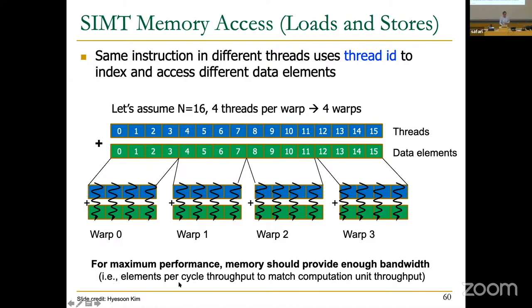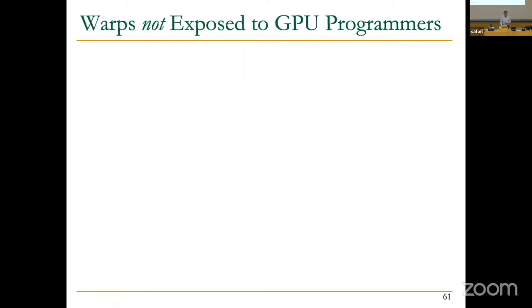In other words, the elements per cycle throughput of your memory should match the computation unit throughput. If you have, I don't know, 32,000 add units or 32,000 load units in your GPU, what fraction of them can you actually supply data with? It's good to think about that. This is why the memory system is a huge bottleneck in these processors, because your computation bandwidth is huge. You can actually do a lot, but whether you can supply the data to those computation units becomes a problem. That's why we're going to dedicate the remaining 6 lectures to the memory system.